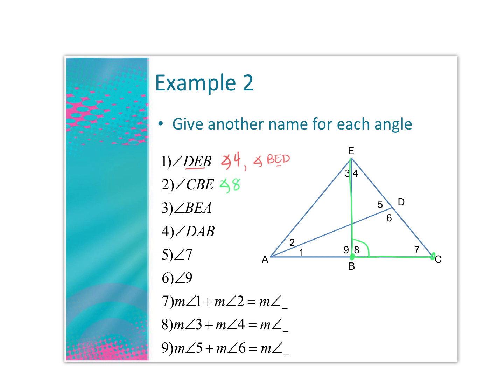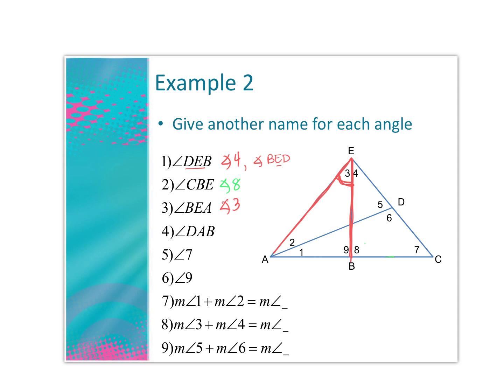So again, we keep going. Go to the next one. BEA. So angle BEA. Again, I start at B, I go to E, and I go to A. And so I realize that the angle formed by those two sides is this one. And that would be angle 3.